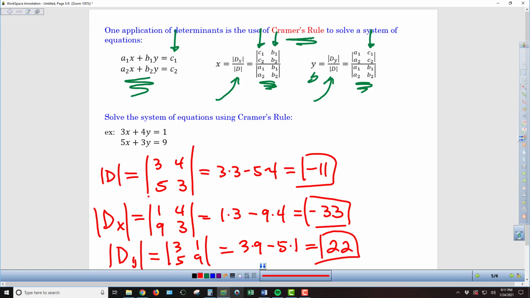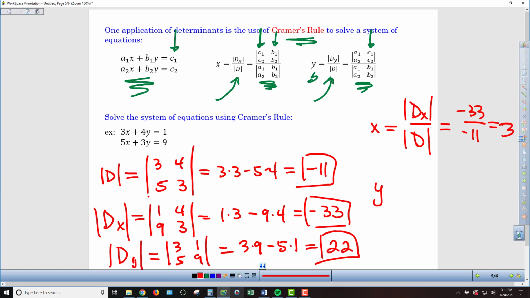And so now to find the value of x, we're going to take our D sub x and divide it by D. In this case, that's going to be D sub x, negative 33, divided by D, which is negative 11. So that means our x value, the solution to this system of equations, is going to be 3.